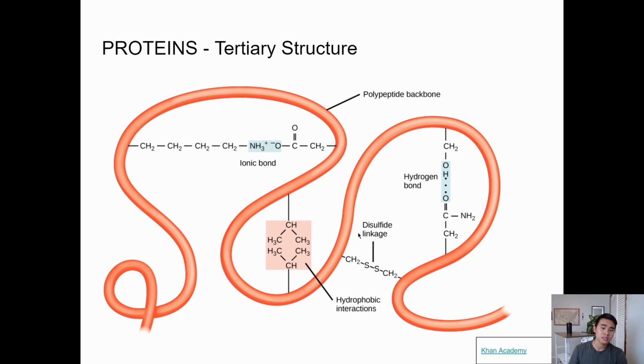Disulfide linkage. This is the super strong one. The covalent bond between the sulfurs. Hydrogen bond, the interaction between hydrogens. And remember, they're really dependent on the type of R group. Different R groups, different interactions.